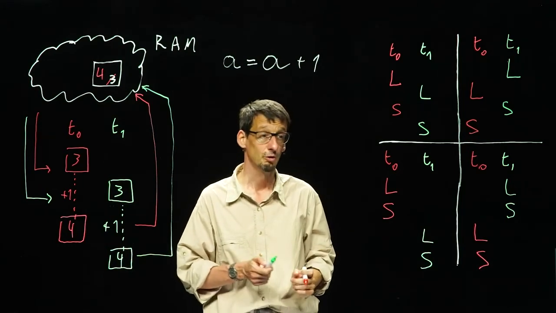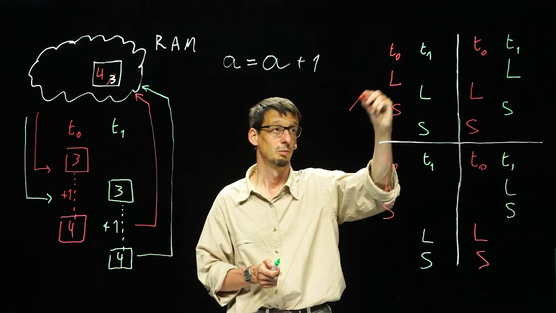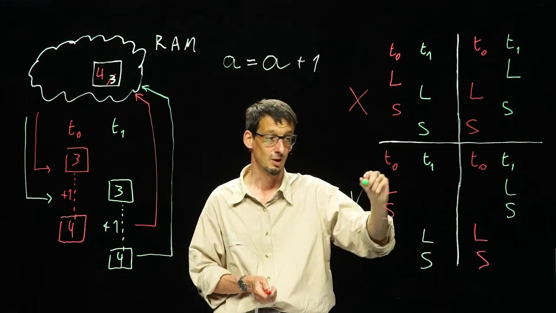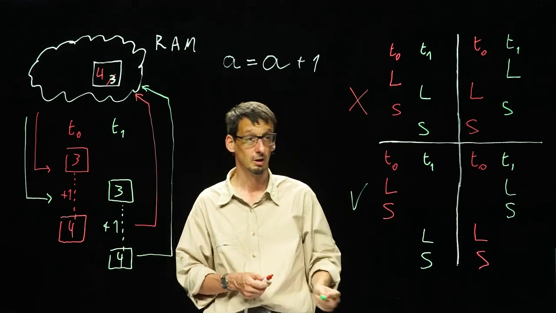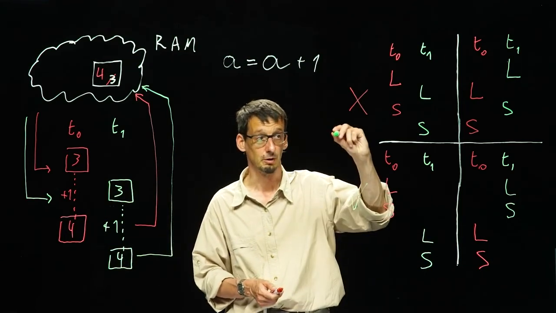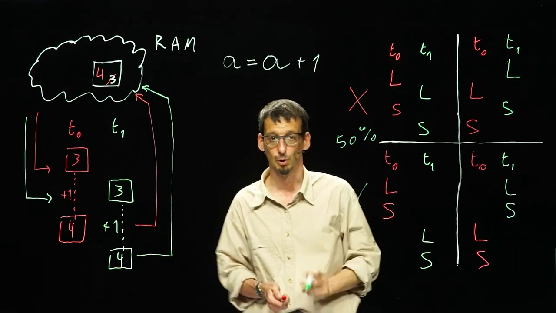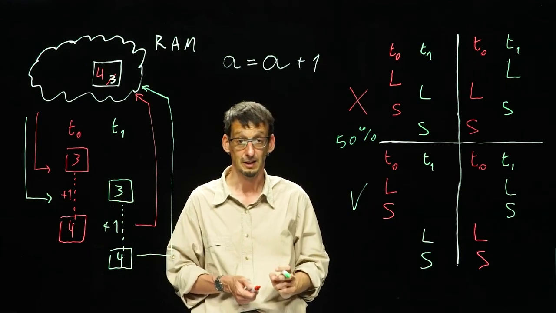Again, a wrong scenario. So this would be the wrong ones, these would be the right ones, and we would have a 50% chance of getting the expected result. That would depend on the order of execution of the operations, and that is exactly what a race condition is.